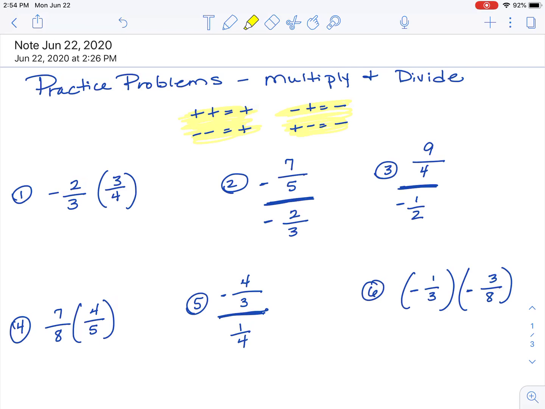Get a piece of paper out. Do these 6 problems. After you have these 6 problems written down, hit pause. Work them out. And then come back and I will have the answers for you.